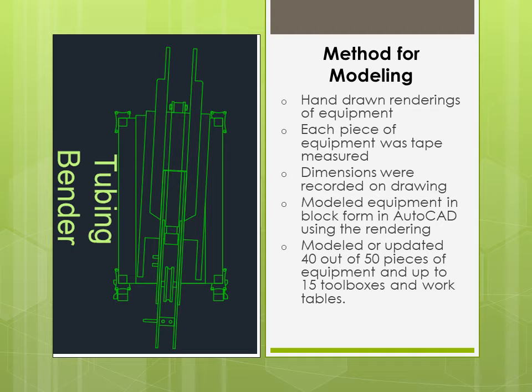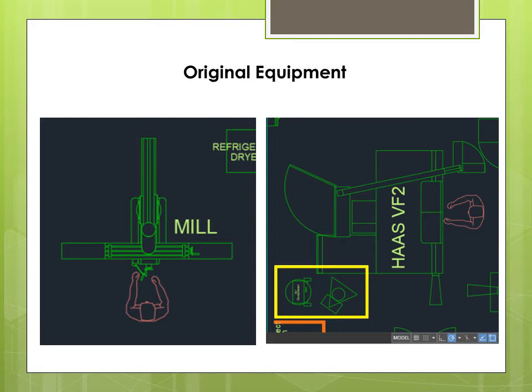On the left is a tubing bender that I had to draw from scratch. It was one of the pieces of equipment that I enjoyed modeling the most. Here are some examples of the equipment in the original floor plan that Mr. Marker modeled. Because they still exist in the building, I did keep these drawings in my updated floor plan. However, the Haas CNC machine to the right was updated slightly. In the original model, it did not have the air compressor or cutting oil filter that you see in the yellow box. I had to add them in.